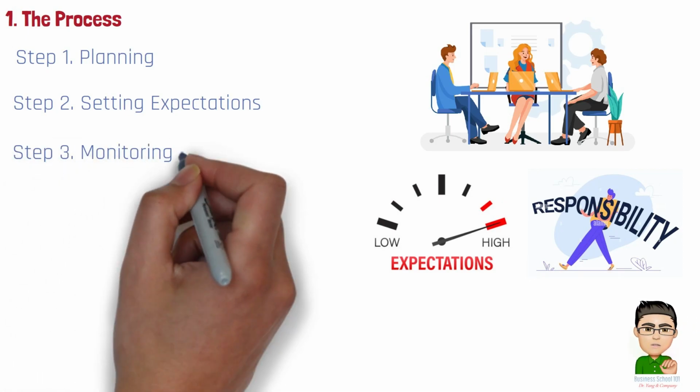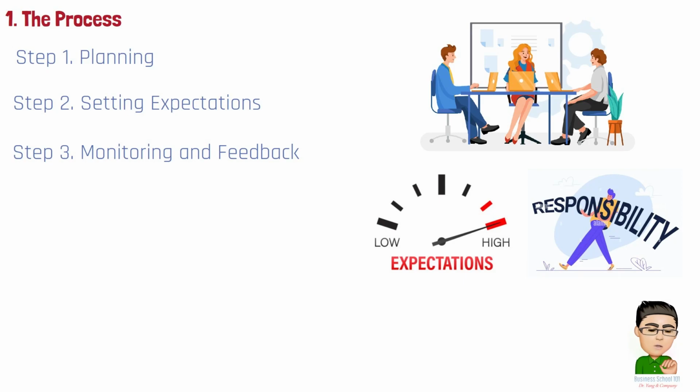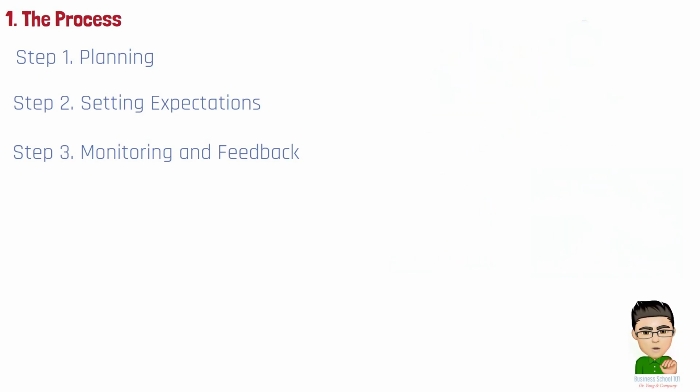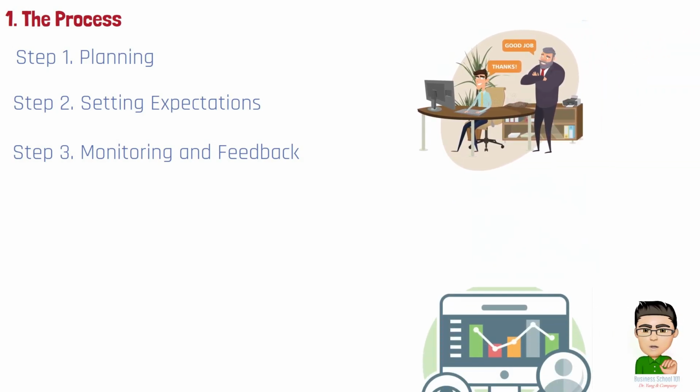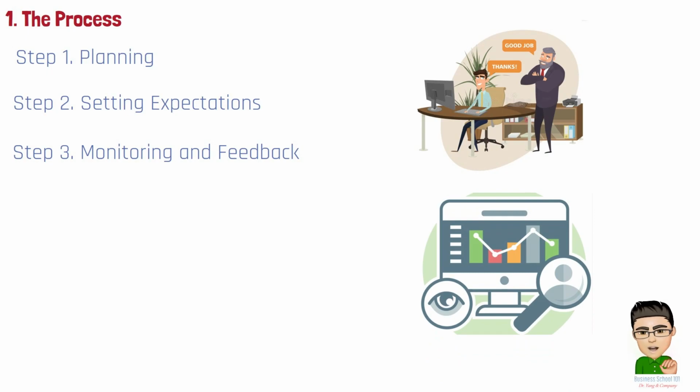Step 3. Monitoring and feedback. Continuous monitoring of performance is essential. Managers should regularly observe and assess employees' work, track progress toward goals, and provide timely and constructive feedback. This step involves ongoing communication to address any issues or challenges as they arise.